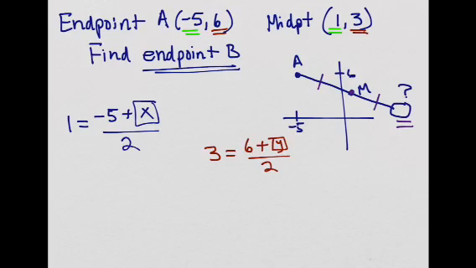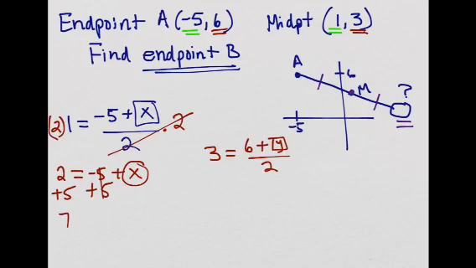So to solve for x, we're going to multiply both sides by 2. So on the right side, the 2's are gone. 2 divided by 2 is 1. On the left side, I have 2 equals negative 5 plus x. I need x by itself, so I'm going to add 5, add 5. So 7 equals x.